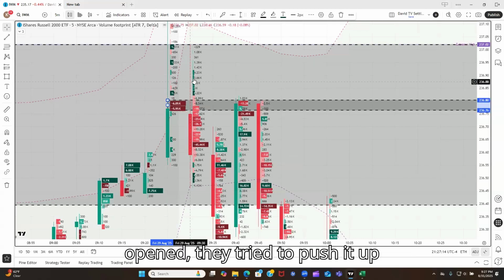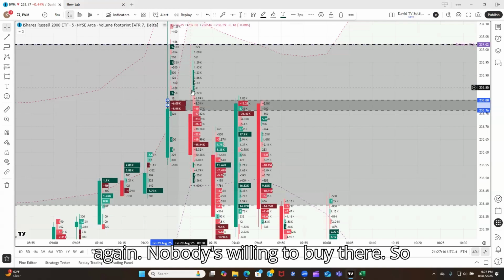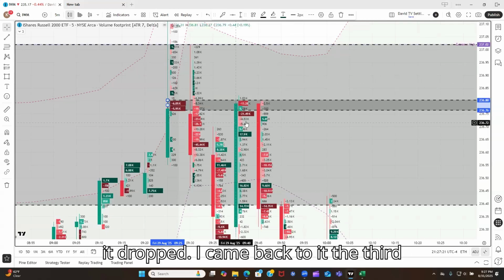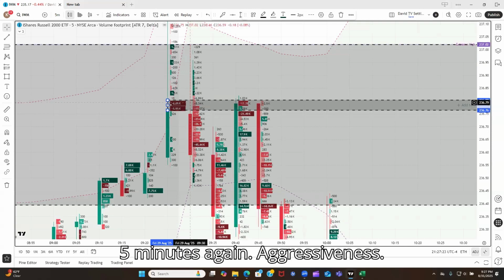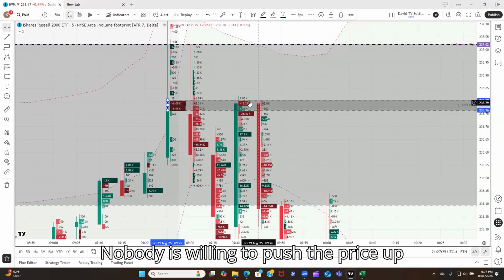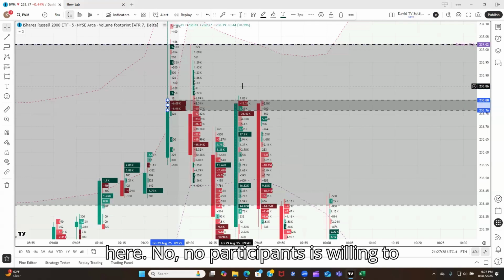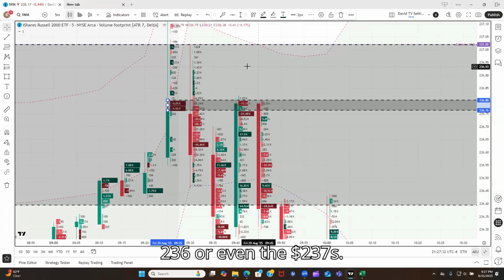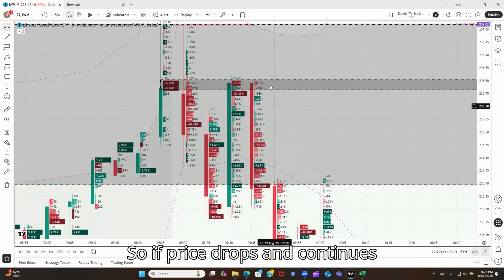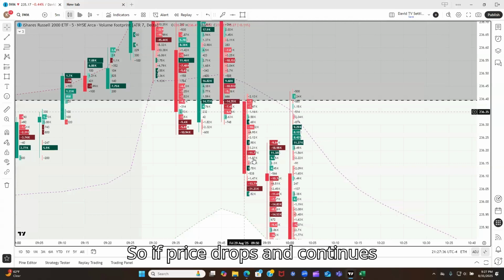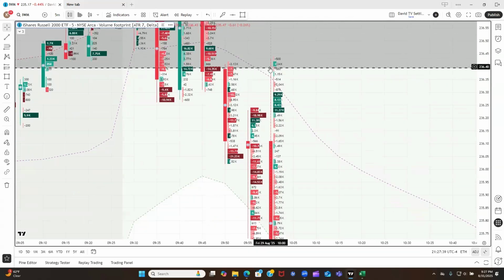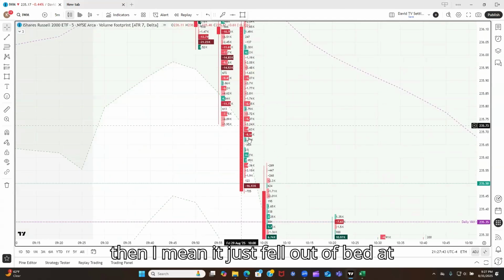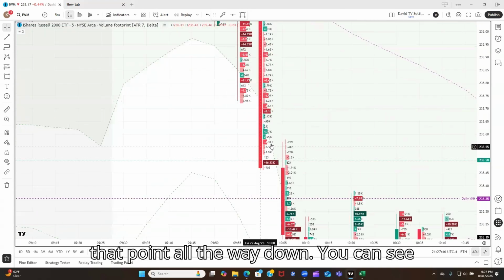As market opened, they tried to push it up. And again, nobody's willing to buy there, so it dropped. Came back to it the third 5 minutes. Again, aggressiveness. Nobody is willing to push the price up here. No participants are willing to buy IWM in the high 236 or even the 237s. So price drops and continues to drop, finally out of that area, tried it again here at 10 o'clock. Then, I mean, it just fell out of bed at that point, all the way down.